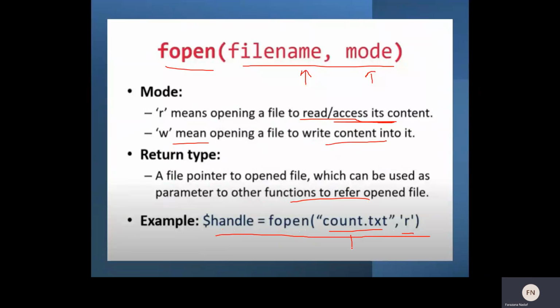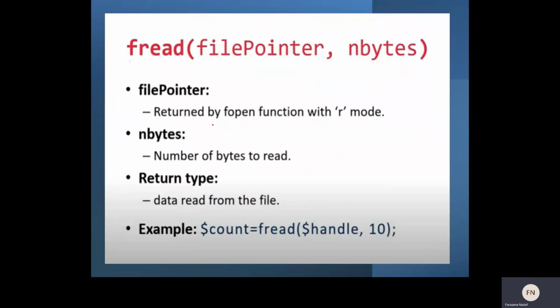The file name is count.txt and the mode is read mode. Once it is opened, if the file exists, it will be opened in read mode with the file pointer $handle. Then we'll see another function, that is fread.